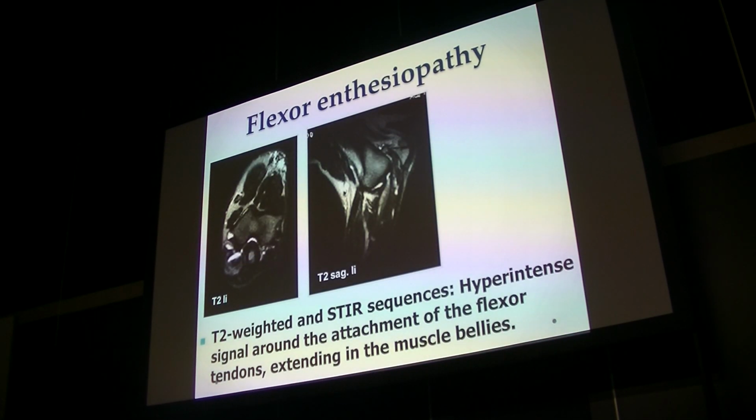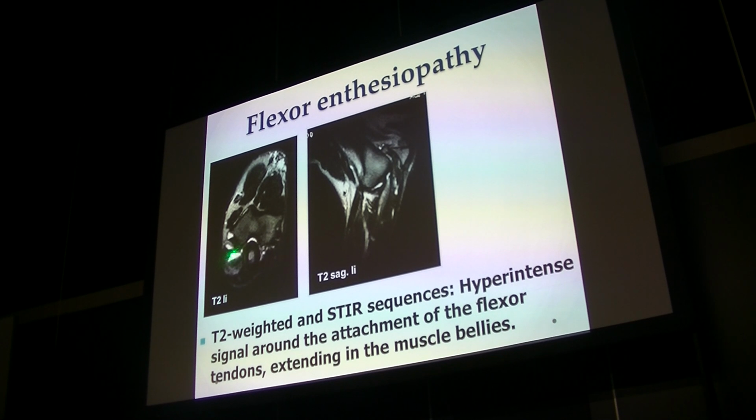So also on transverse images it is possible to visualize. We also administer contrast in these cases. And this is an image where we have the distal part of the humerus. This is the ulna. This is lateral, medial, caudal, and cranial. And in this area, the flexor tendons attach.